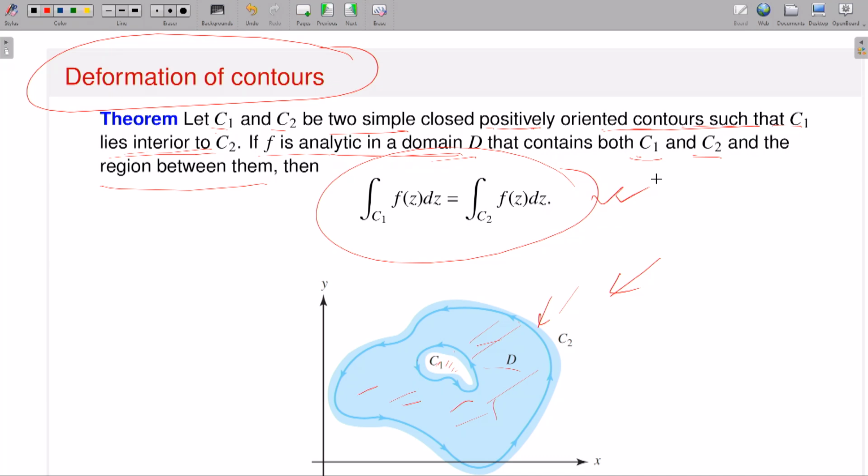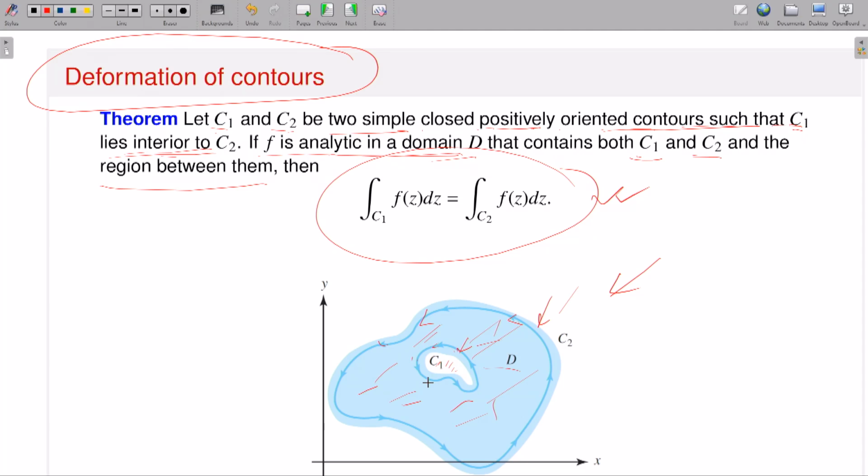So that means if I have a large contour, then I can deform it and make a smaller contour C1, which lies interior to the region C2. That's the statement. C1 and C2 are two simple closed positively oriented contours such that C1 lies interior to C2. That means if this is my C2, this is the interior region, the blue one, and C1 is sitting inside, this is my C1. So that is the meaning of the contour C1 lying interior to C2.